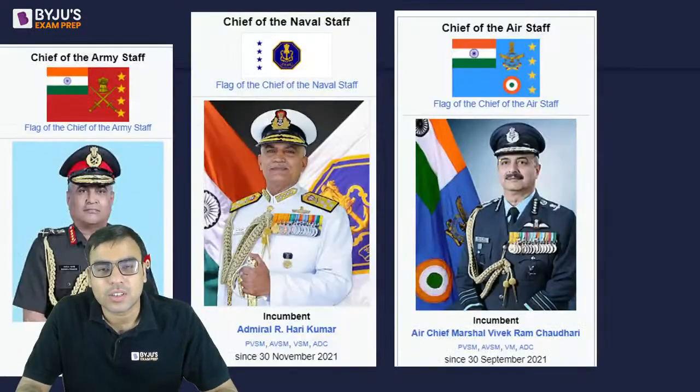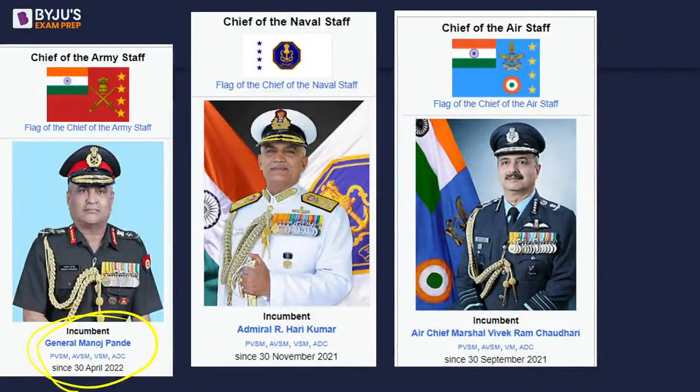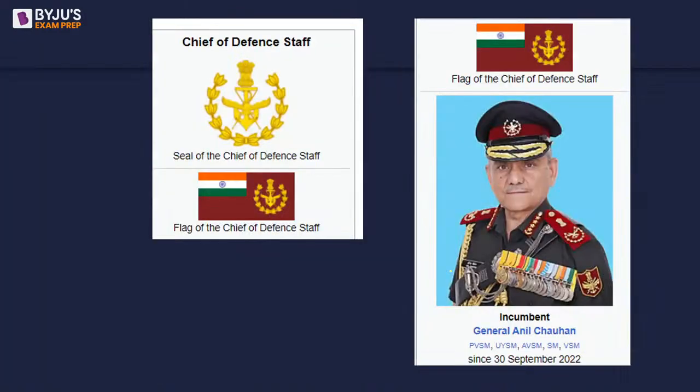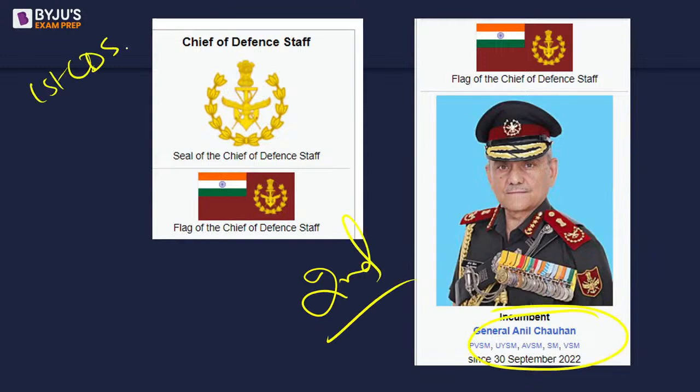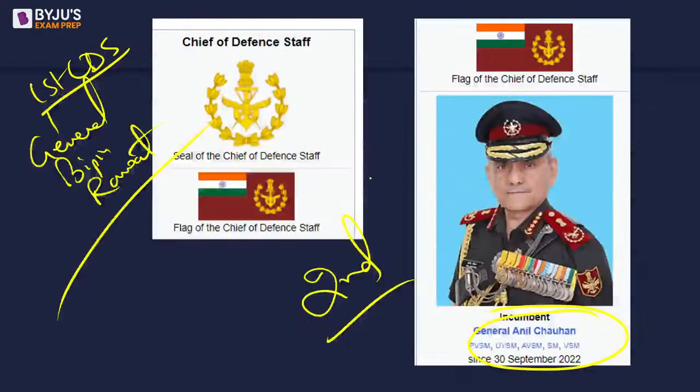Okay, so you should be knowing it. Just remember, the Army Chief of India is General Manoj Pandey. The Navy Chief is Admiral R. Hari Kumar. And the Air Force Chief is Air Chief Marshal Vivek Ram Chaudhari. Now, the CDS, or the Chief of Defence Staff, the second CDS of India, is General Anil Chauhan. And the first CDS of India was General Bipin Rawat. That is what you should be knowing about it. So B is the right answer to this question.